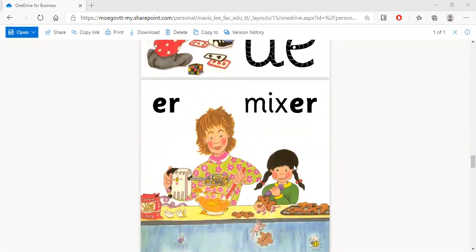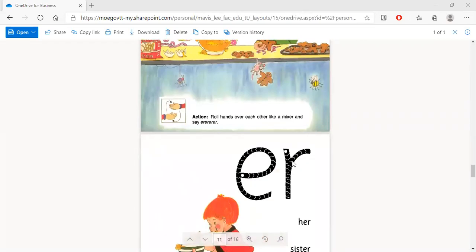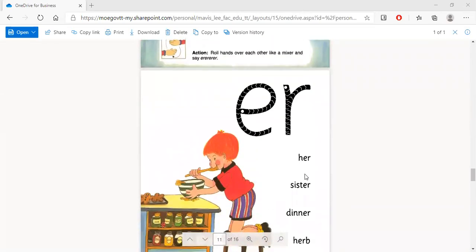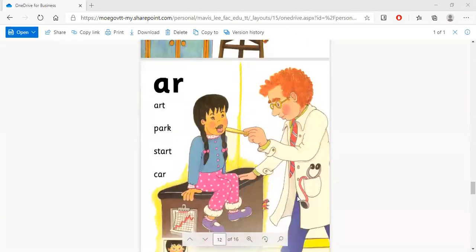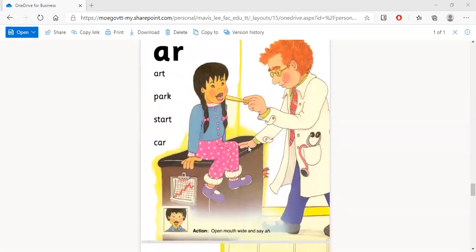Er: mixer, sister, her, sister, tenor, herb. Now today we are moving on to the last sound, the AR sound.